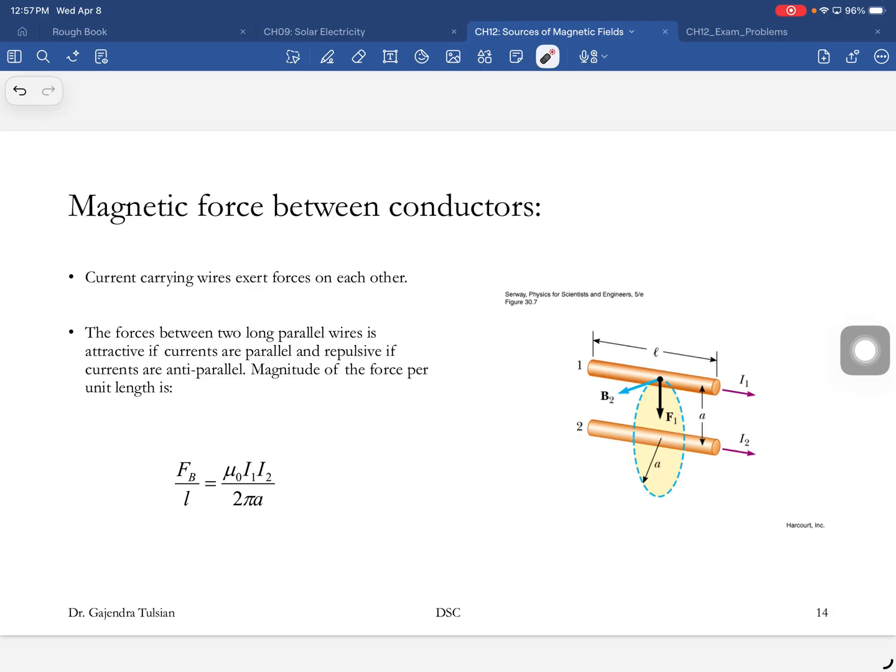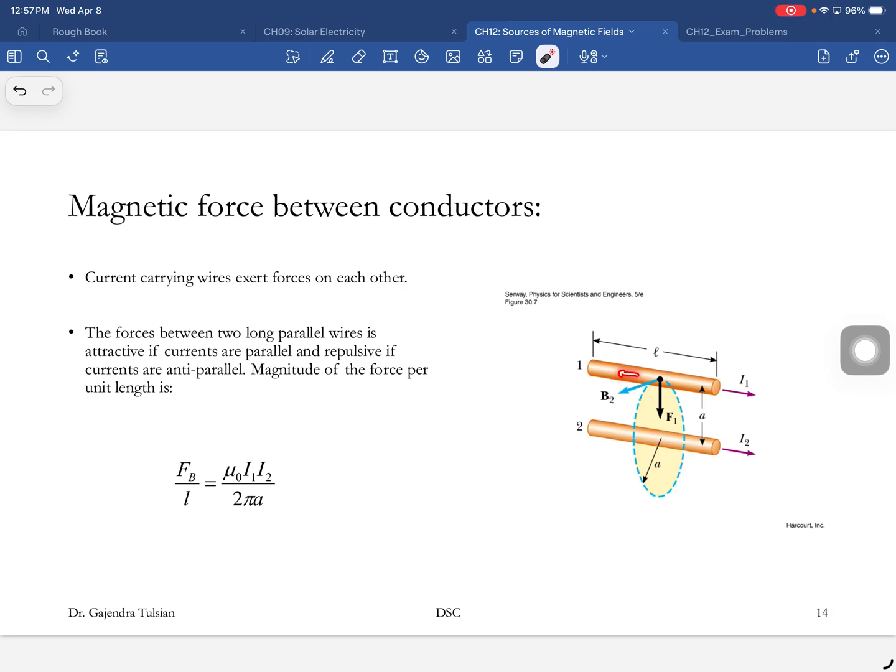Now, of course, this expression is for when they're parallel like that. This expression won't apply, for instance, here. It applies for 2 infinitely long wires like that. It wouldn't apply for this configuration or that configuration. So this is a very special configuration.